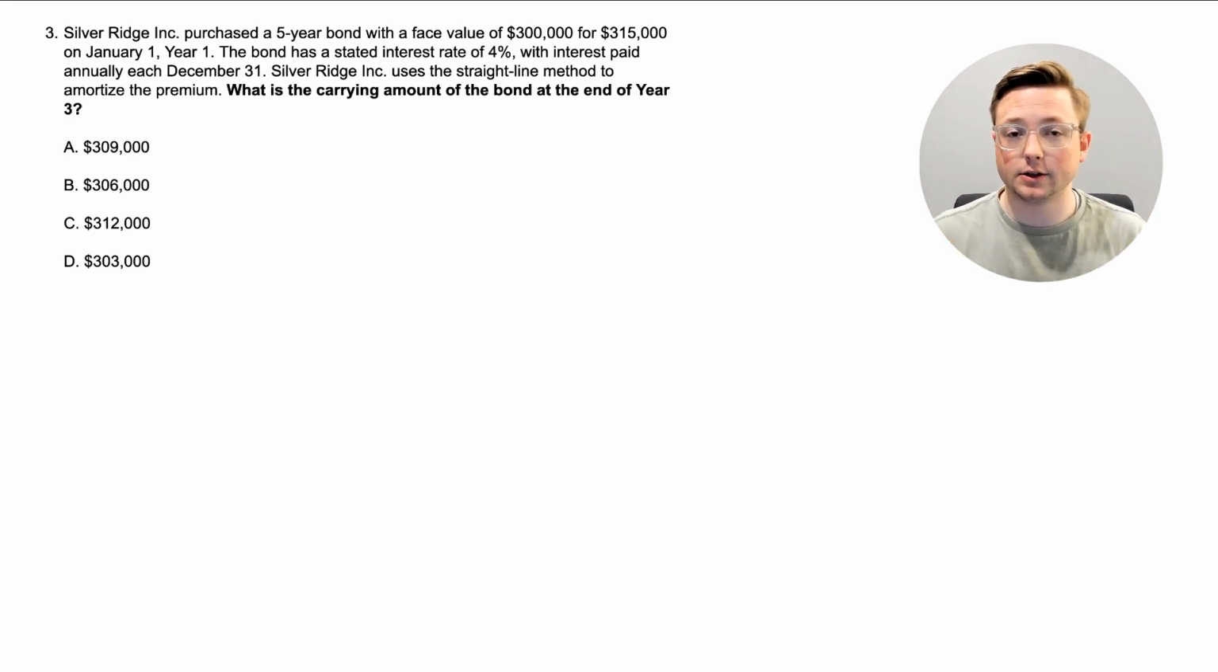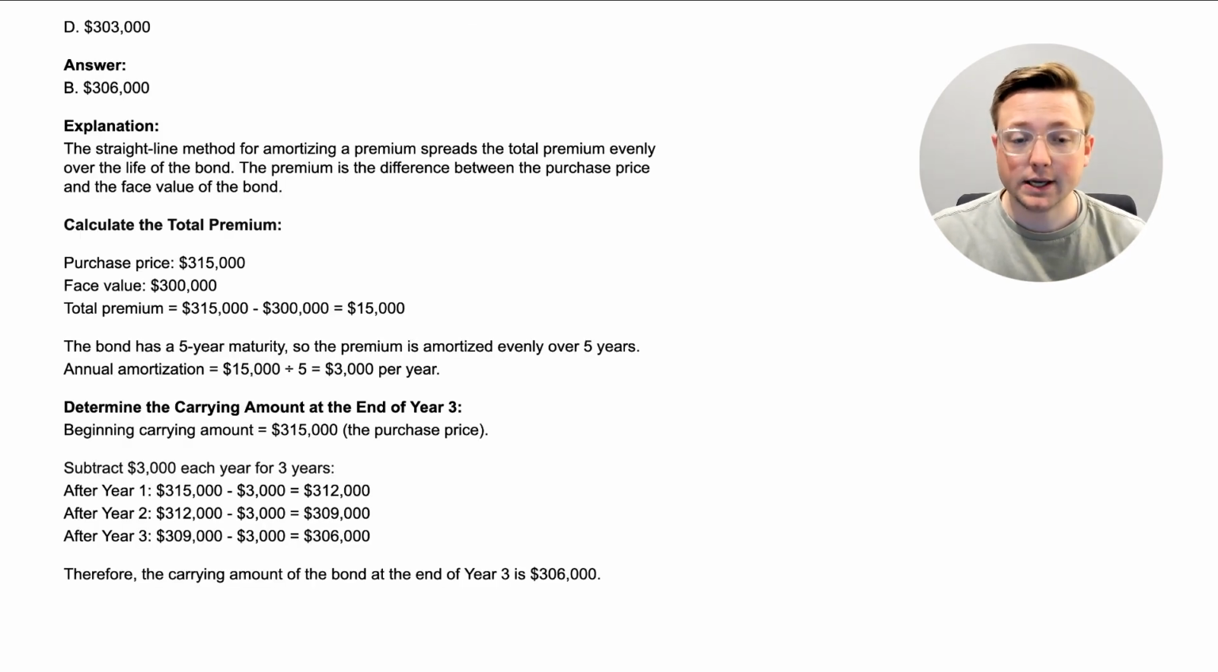We're going to go straight to the answer if that's the case, and we'll learn how the straight line method works compared to the effective interest rate method. All right, here we are. The answer is B. $306,000 is going to be the carrying amount at the end of year 3. So let's walk through this.